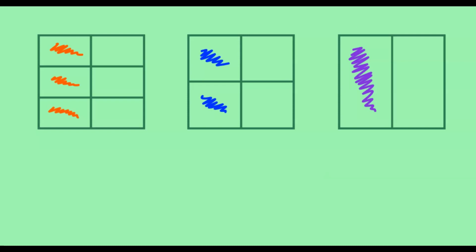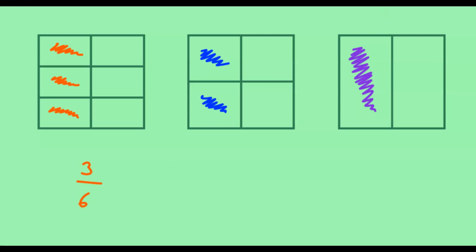Now, in the first rectangle, we have a total of 6 parts. So 1, 2, 3, 4, 5, and 6. And out of them, 3 are shaded. So what fraction does that represent? It represents the fraction 3 divided by 6.